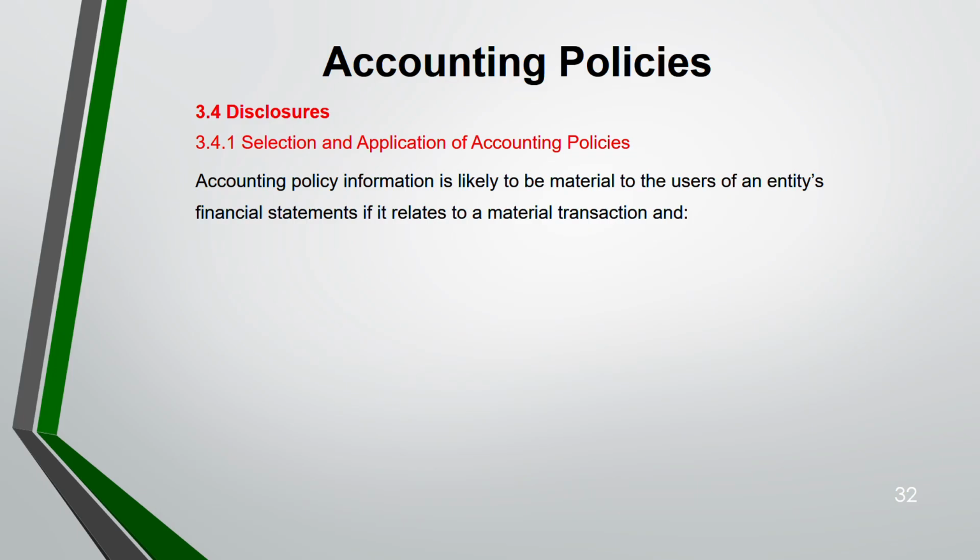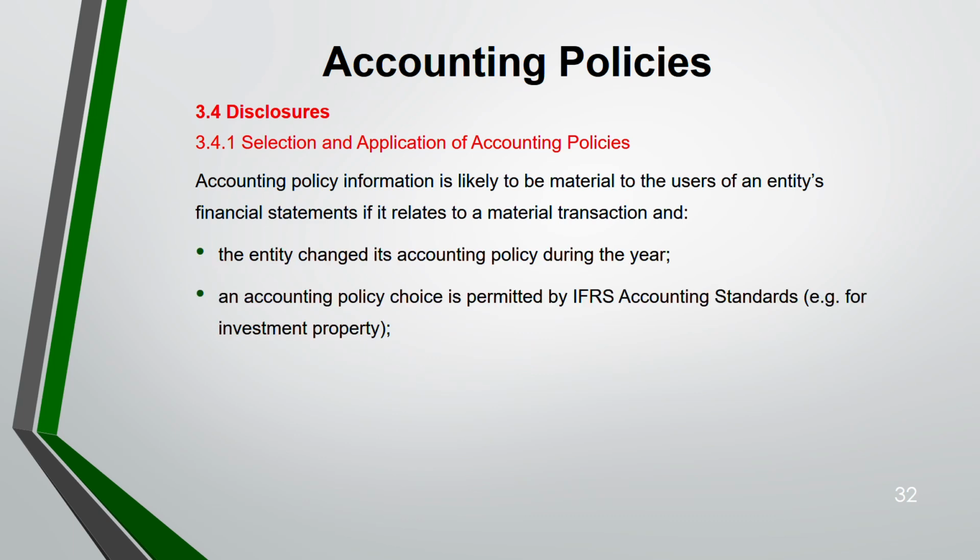Now, accounting policy information is material if it relates to a material transaction and the entity has changed its accounting policy during the year, or an accounting policy choice is permitted by an IFRS. For example, investment property allows the cost model or fair value model. So in these places, your accounting policy information is material. First, if a specific IFRS standard is giving a choice in accounting policy, that is material, you have to disclose. One example is investment property. Another one is IAS 16. Next, if an entity has changed its accounting policy, it's material, you have to disclose.